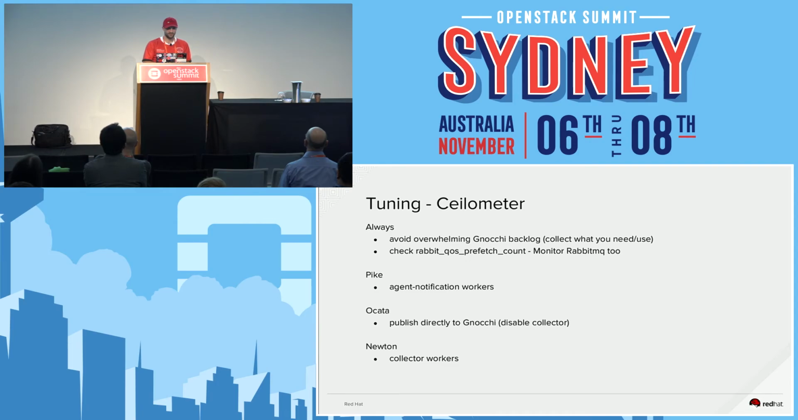So for Ceilometer, you want to avoid overwhelming the Gnocchi backlog if you can. Basically what that means is collect what you need and what you're going to use. If you collect the world and you're throwing away most of it, that's kind of a waste of work. So the best performance gains are not actually doing the work you don't have to do. So just remember that. You want to check that you have that prefetch set, and you also want to monitor RabbitMQ as well.